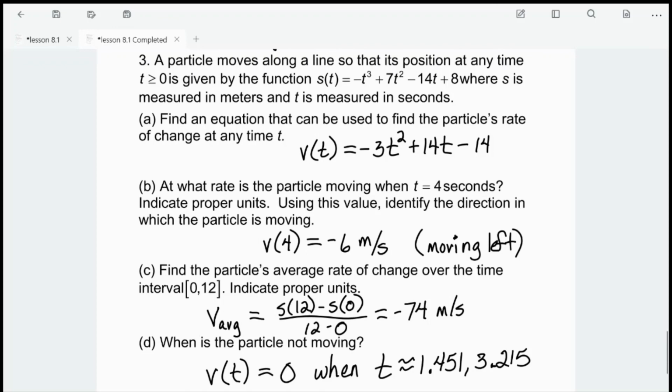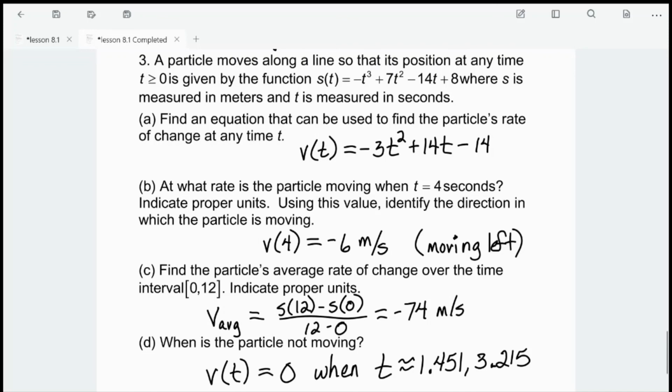So B, it says at what rate is the particle moving when time is 4? Well, you could work it out by hand if you want. But really, I would just plug the position function into the calculator and have the calculator evaluate the derivative at time 4. You'd get negative 6. So remember, that means that we're moving to the left at a rate of 6 meters per second.